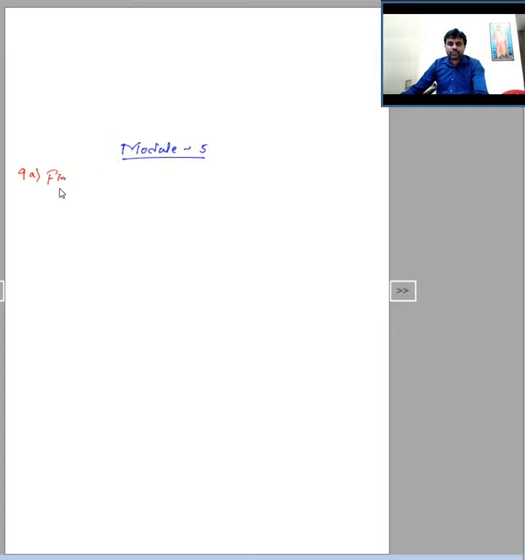Consider module 5, question number 9a. Find the rank of the matrix by elementary row transformation. So how to find the rank of the matrix? Here you should know that.